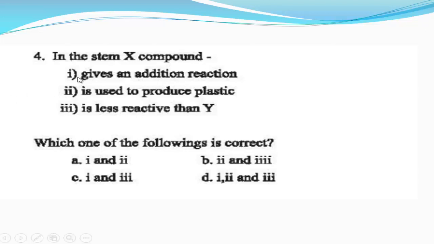Now in the stem, compound X we have seen is actually an alkene member, 1,2-dibromopropane. So this gives an addition reaction. Obviously it gives an addition reaction. Then this reaction is used to produce plastic. Yes, it is used in polymer industry. Is it less reactive than Y? No, it is more reactive than Y. That means alkene is more reactive than alkane. So 1 and 2 will be the correct answer.